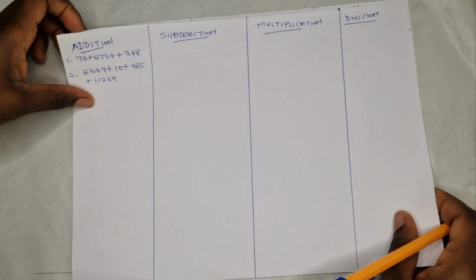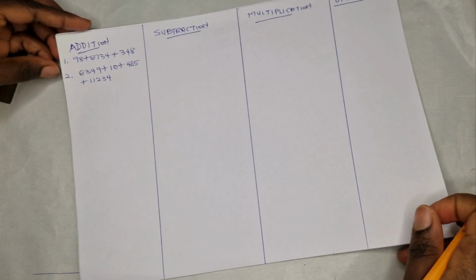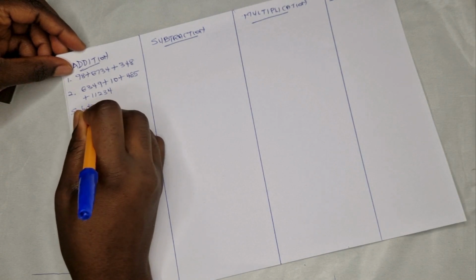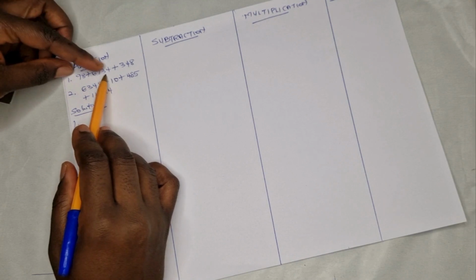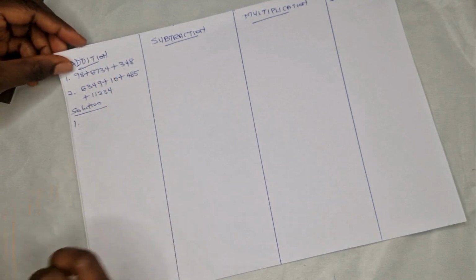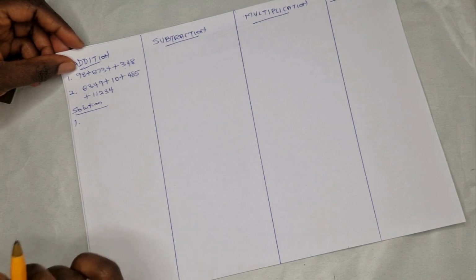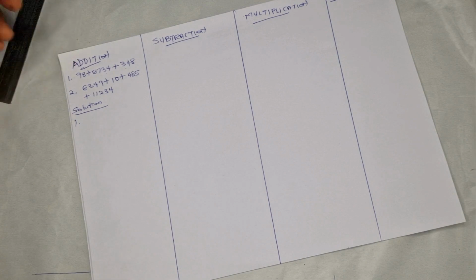Now let's perform basic operations on whole numbers. Let's start with addition. Here we are to add 98, 6,734 and 348 together. When you want to add, this is another reason why you need to understand your place value. We are to place the numbers carefully.